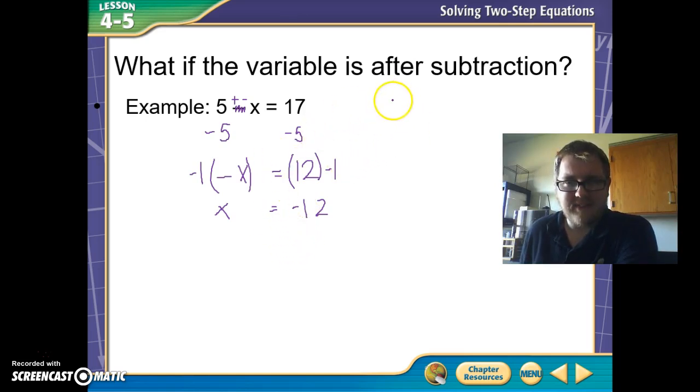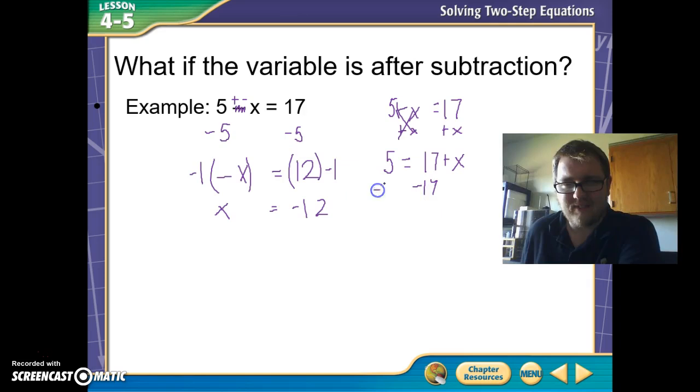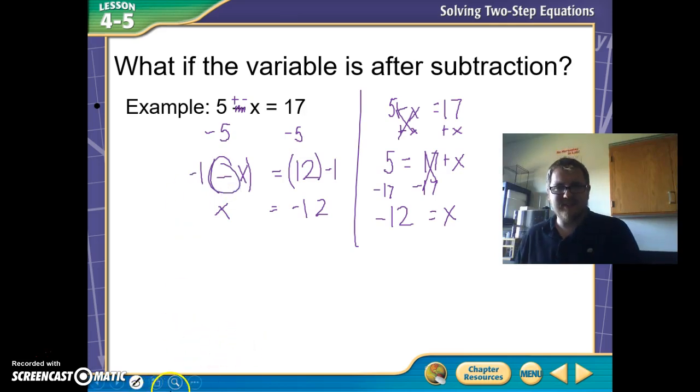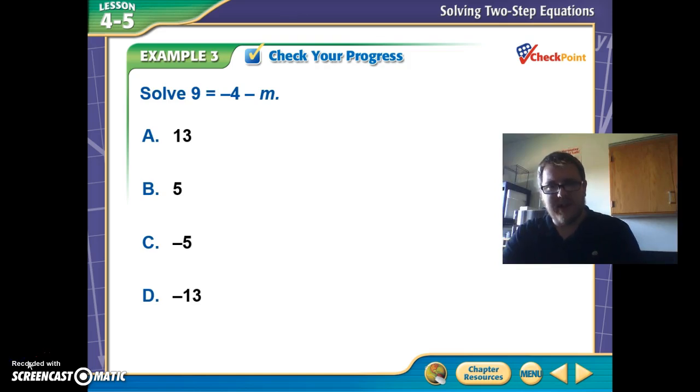Another option we could have had, if we start with 5 minus x equals 17, we could have added this x to both sides. We get 5 equals 17 plus x. Now we can subtract the 17 from both sides, and we get 5 minus 17, or negative 12, equals x. So whichever way you prefer, just make sure you don't forget the negative sign with the x. So see if you've understood that by solving for m here. 9 equals negative 4 minus m.